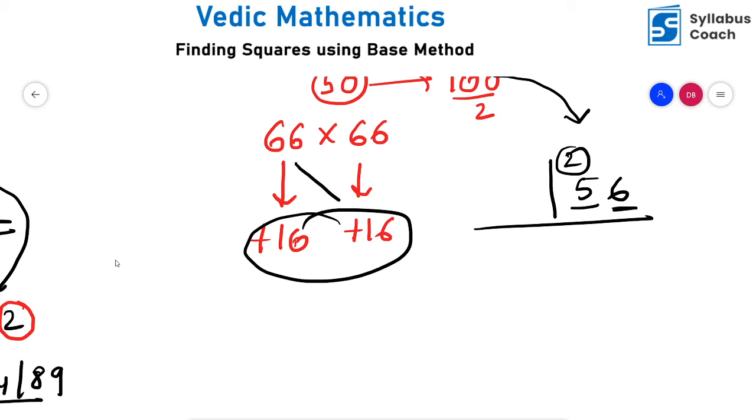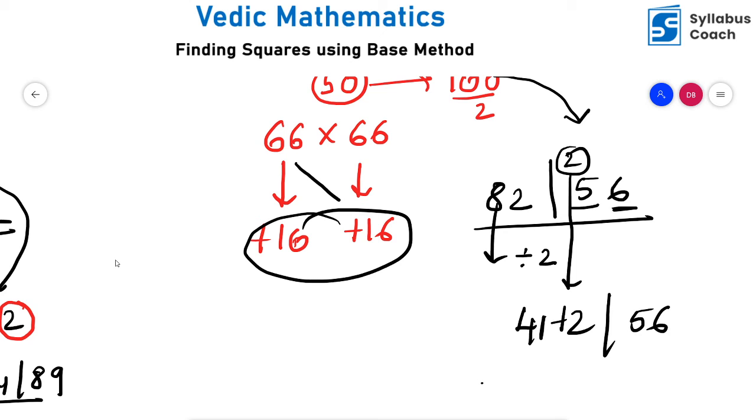But 66 plus 16 is nothing but how much? 82. But it is by 2, students. Therefore, divide this by 2. So what is it, students? 41. But you have this carry, which is plus 2, and then 56. So the answer to this question is 4356. Isn't it clear, students? Amazing.